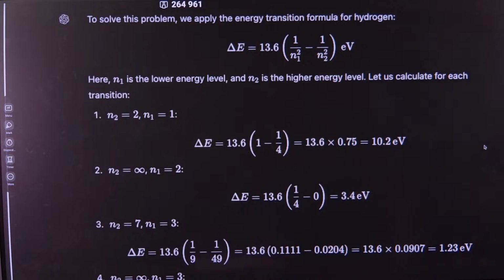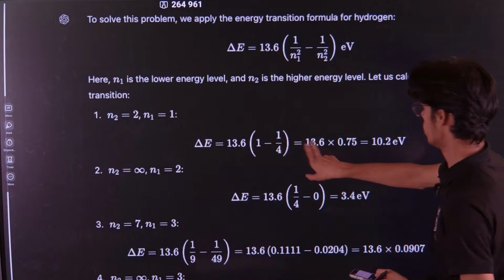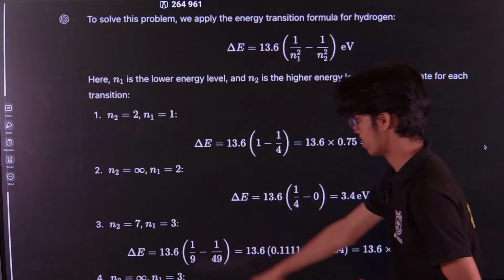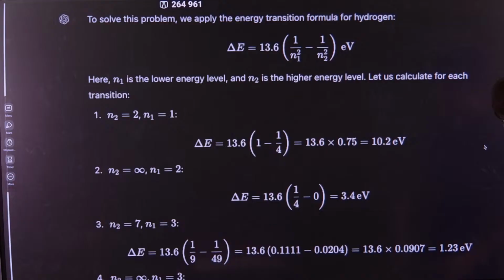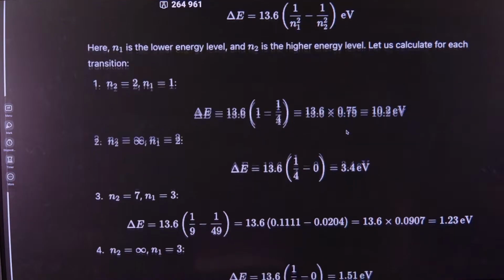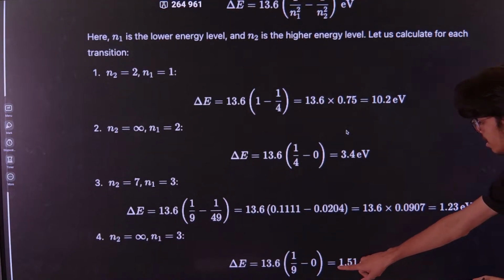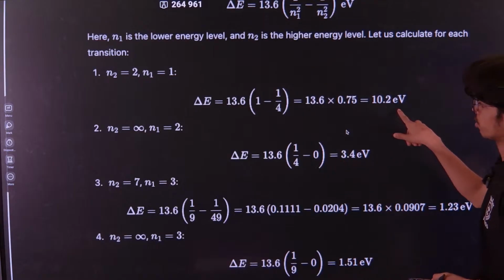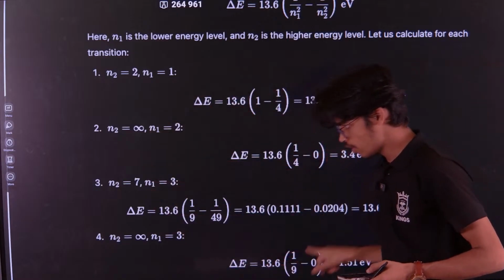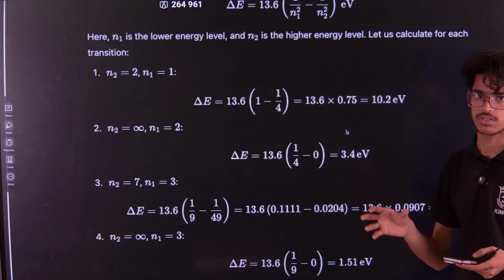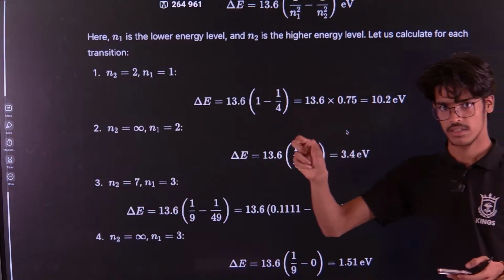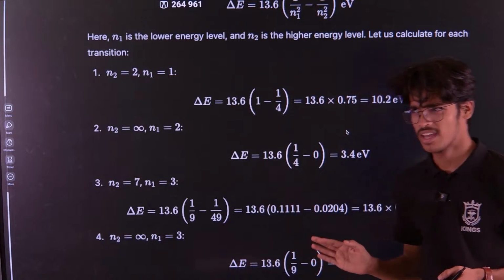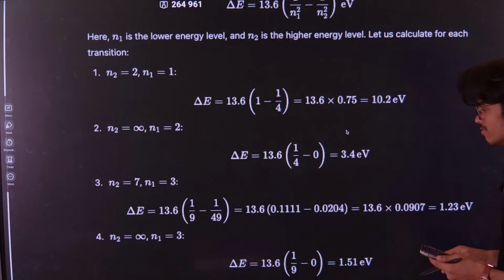You can see for n equal to 2 and 1, this is 10.2 electron volt. For infinity to 2, it is 3.4, and for 7 to 3, it's 1.23. For n equal to 3, it must be lesser, I guess. Yeah, it is 1.5. See, nearly 1.5, nearly 3.5, lesser than 1.5, and 10.2. You can avoid all this just by remembering those numbers. Remember 13.6, 3.5, nearly 1.5. And I think the next one is nearly 0.7 as far as I remember.